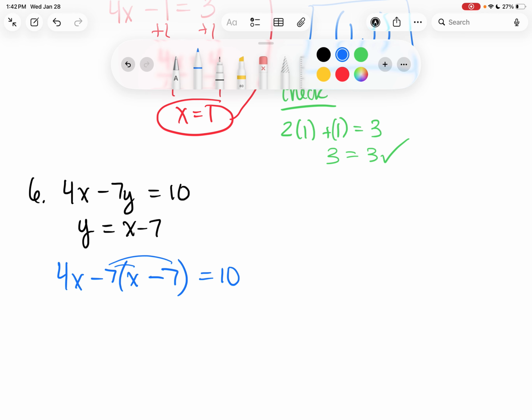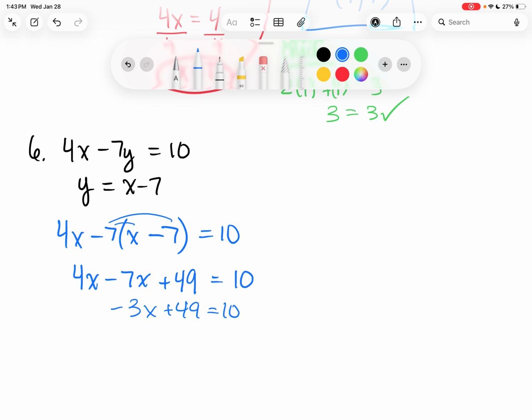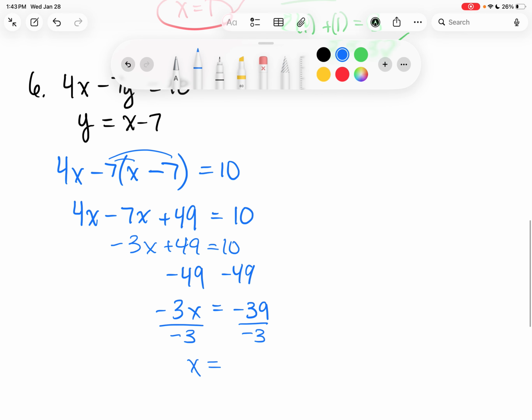I'm going to distribute. So I've got 4x minus 7x plus 49 equals 10. So I've got negative 3x plus 49 equals 10. And then we're just solving equations at this point. So minus 49, I get negative 3x equals negative 39. Divide by negative 3. So x equals 13.